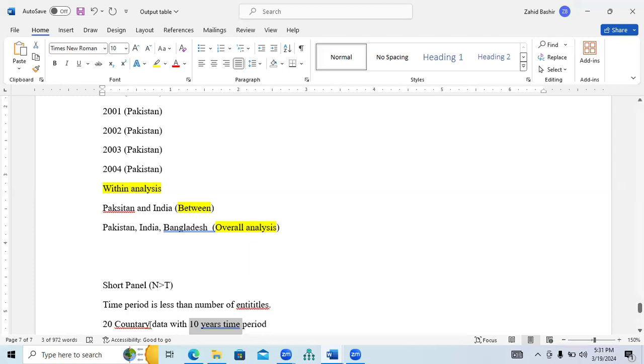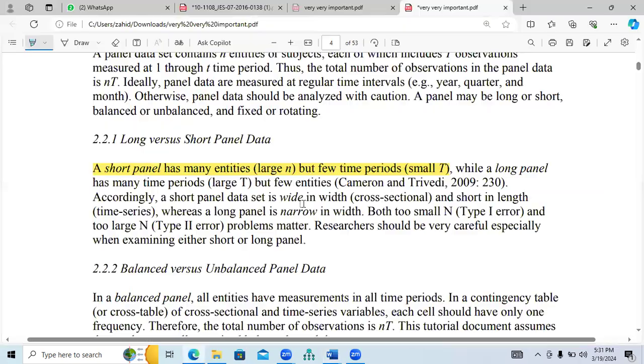So N means entities or countries, and time period means T. So when your time is less than your number of entities, it becomes a short panel. You need to understand what it means by short panel in order to decide the analysis procedure.